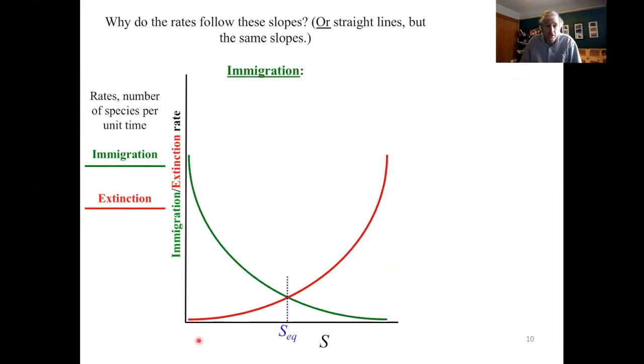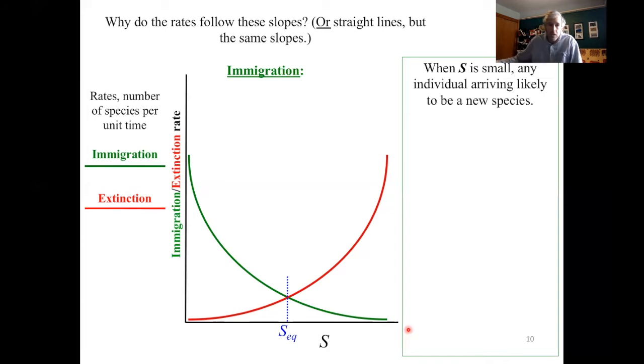Now if we go through immigration, so on the same graph, but now we're looking at the green line, the immigration rate. What's going on with that? Well, when species richness is very small, any new individual that happens by chance to land on our island is likely to be a new species. So it means that when you've got a very low number of species, the chance of any new individual that arrives being a new species is quite high. So this means we have a high colonization rate.